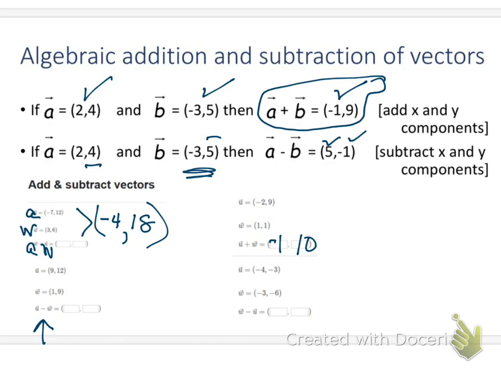So let's have it be the top one minus the bottom one. 9 minus 1 is 8, and 12 minus 9 is 3.